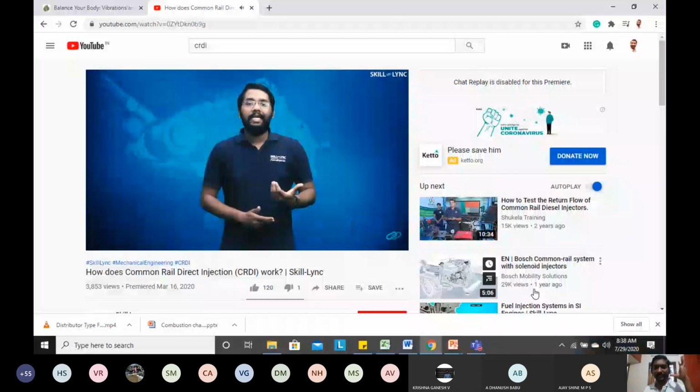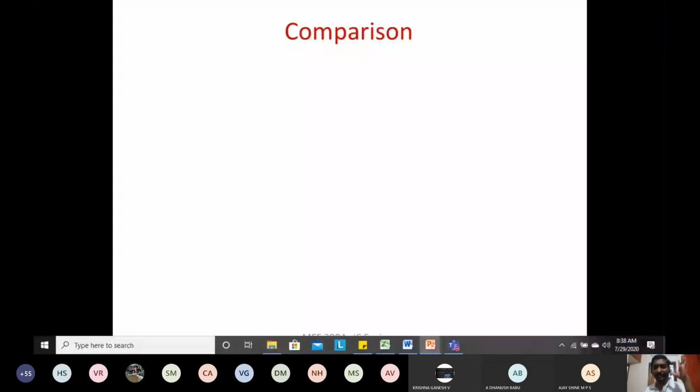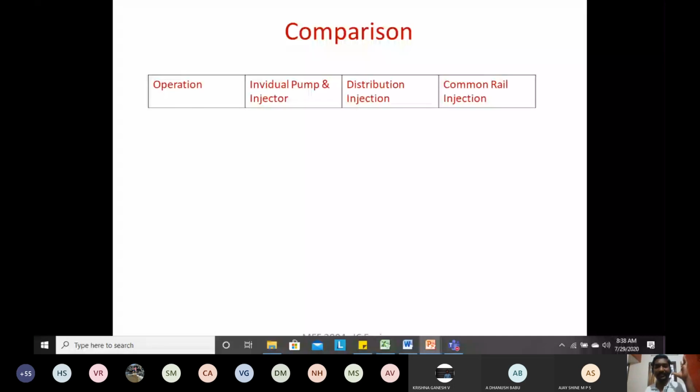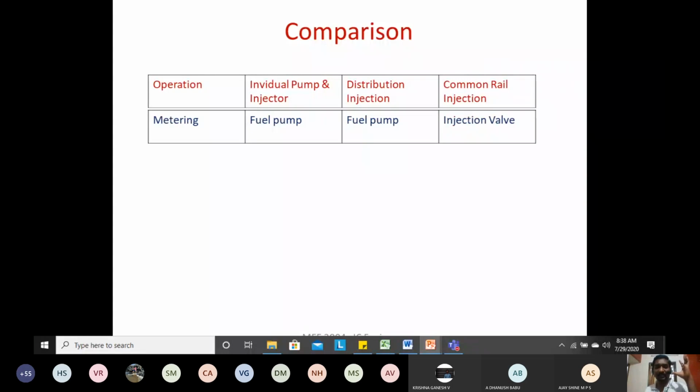So coming to the comparison between the various types of solid injection in a diesel engine. These are the parameters we are going to discuss: if it is an individual pump and injector system, if it is a distribution injection system, if it is a common rail direct injection system, how the system is going to vary during the various processes of fuel injection, and how to regulate the amount of fuel that is being supplied.